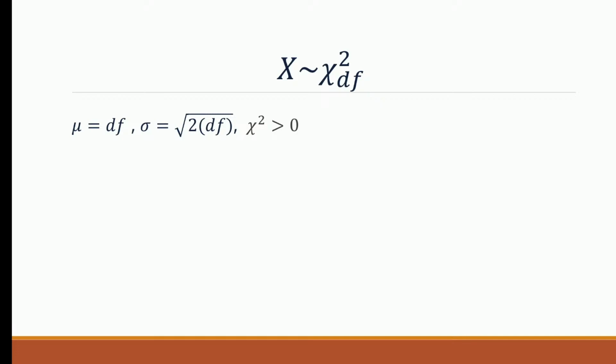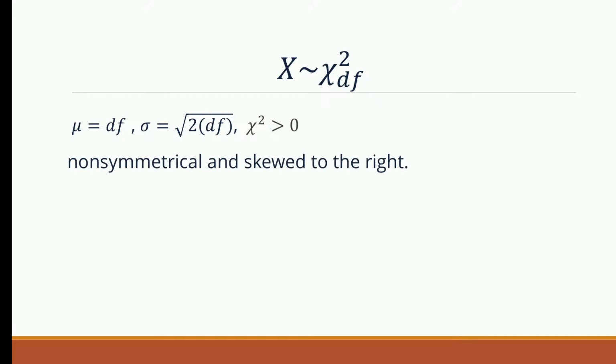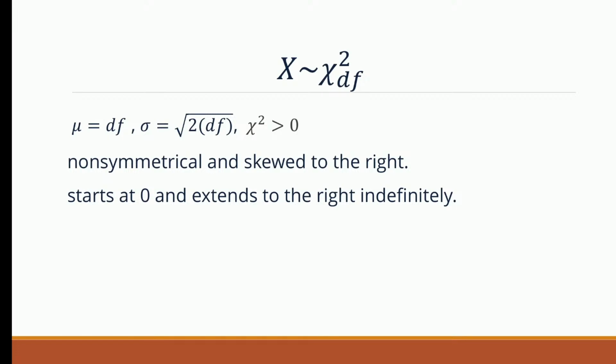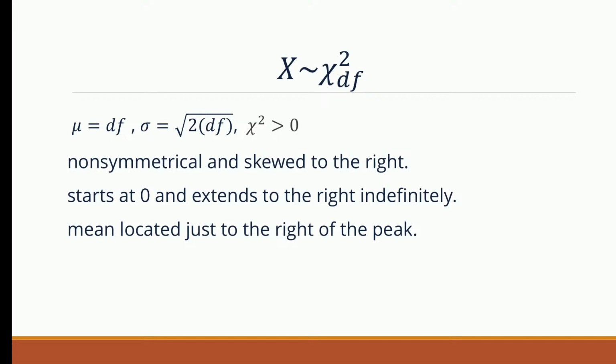And the standard deviation of this curve will be the square root of 10. These curves are always positive. I mean, all of those symbols are more just my mathematical interest, because it's fun for me, not so much for you. These are non-symmetrical, skewed to the right. The mean is located just to the right of whatever peak there is, which there will be a peak, and the total area is 1.